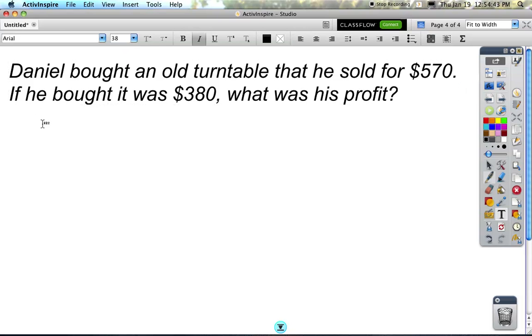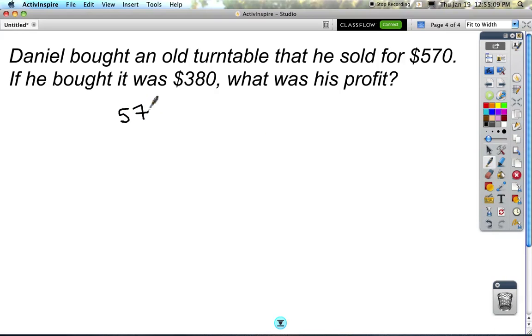Okay. All right, let's look at this. Daniel bought an old turntable, that's like a record player, if y'all don't know, that he sold for $570. If he bought it for $380, what was his profit? Okay, so we're going to say big minus little, but I'm putting this one up here for a reason. What is the original? 380. Good.